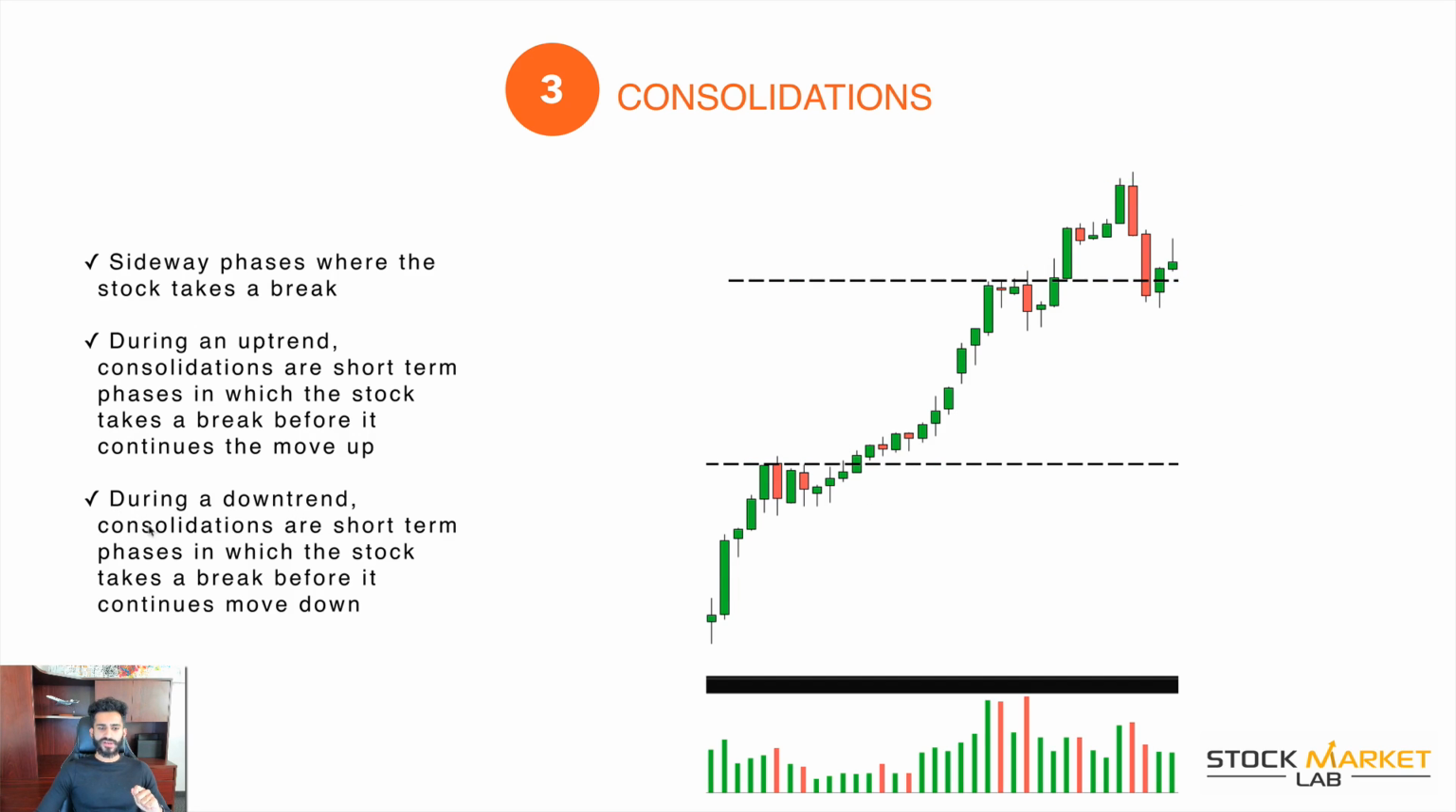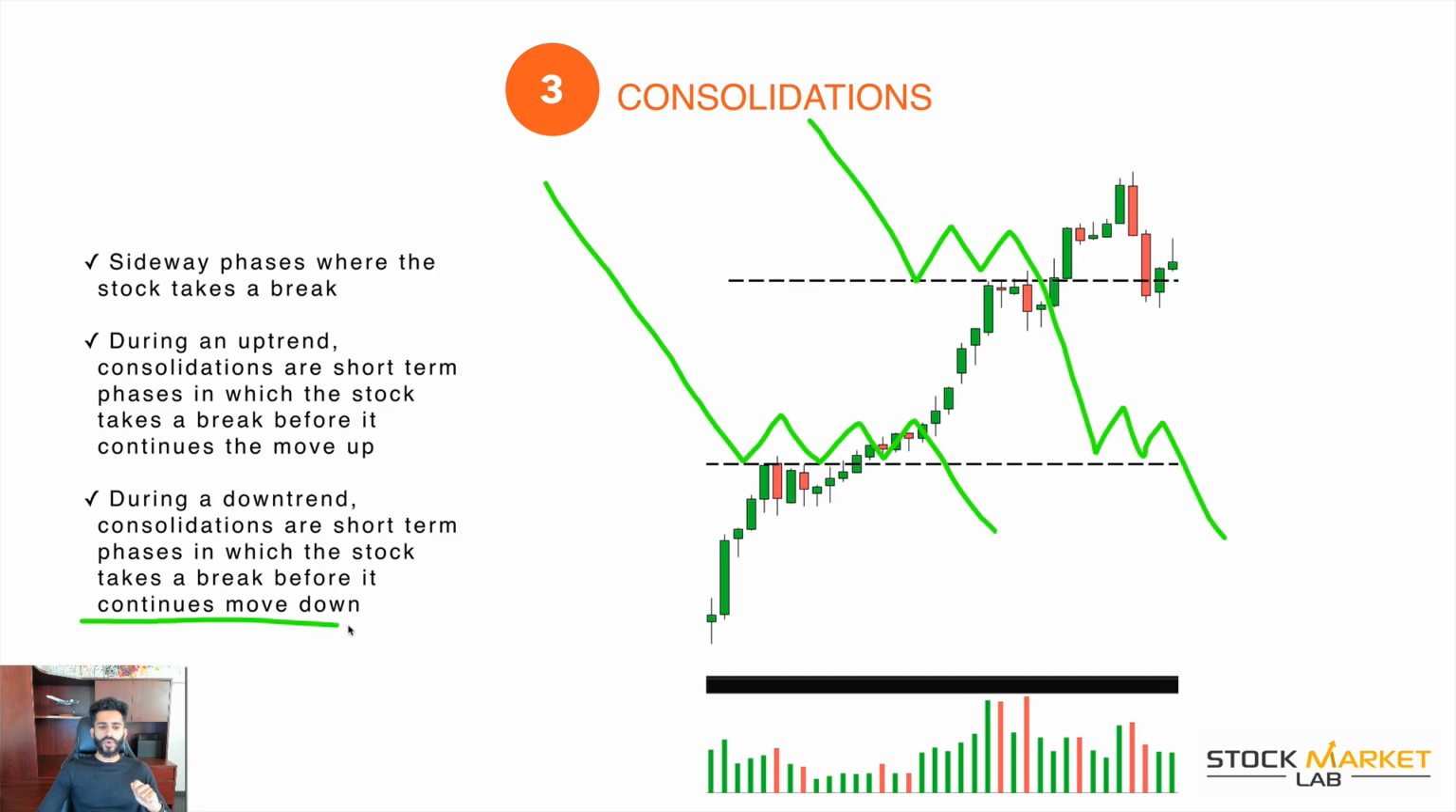During a downtrend, consolidations are short-term phases in which the stock takes a break before it continues to move down. So if the stock goes down, it will look something like this, right? Remember, it will not always continue to move down. It will only move down if it breaks that level. If not, it will not continue to move down.